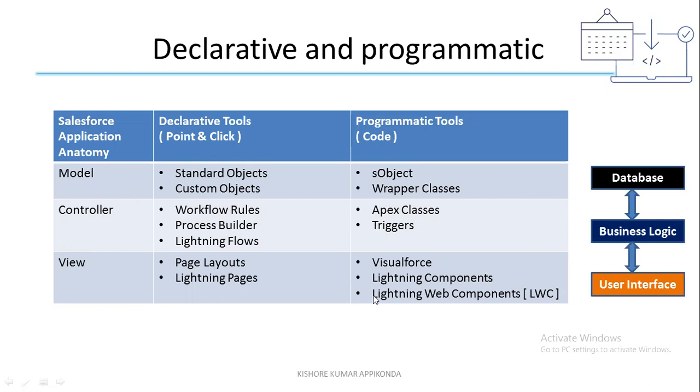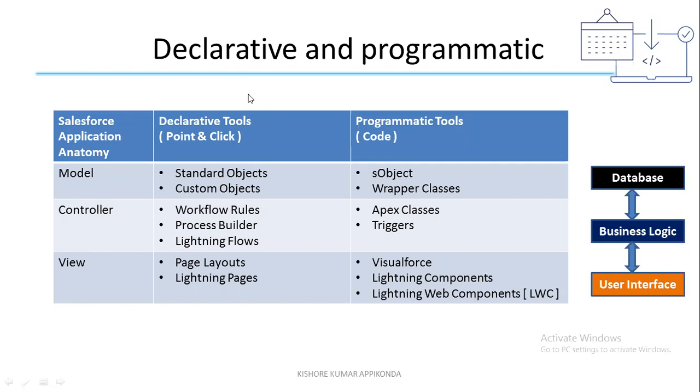Salesforce already provides some standard features, but each and every client requirement we cannot achieve through the out-of-the-box features. In that case, we have to go with coding, customization. For that, we call this programmatic. Declarative is nothing but point and click, without writing any code, achieving the specific requirement by using the Salesforce out-of-the-box functionality.